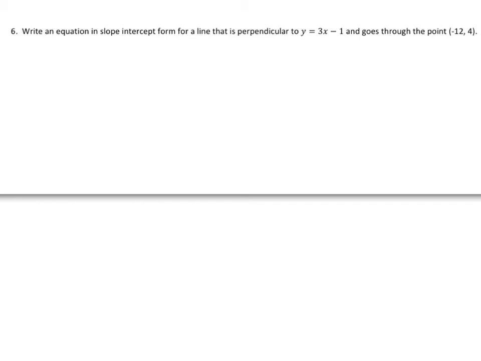Okay, next, example 6 says, write an equation in slope-intercept form for a line that is perpendicular to this line and goes through this point. So once again, our point is going to be our x1 and our y1, but now we want to find the equation for a line that is perpendicular to this line. Well, this line right here has a slope of 3, but if you remember, a perpendicular slope is the opposite reciprocal, so because this is positive, opposite would mean that the perpendicular slope is negative, and then reciprocal, you're going to flip it, so if it's 3/1, when I flip it, it's 1/3.